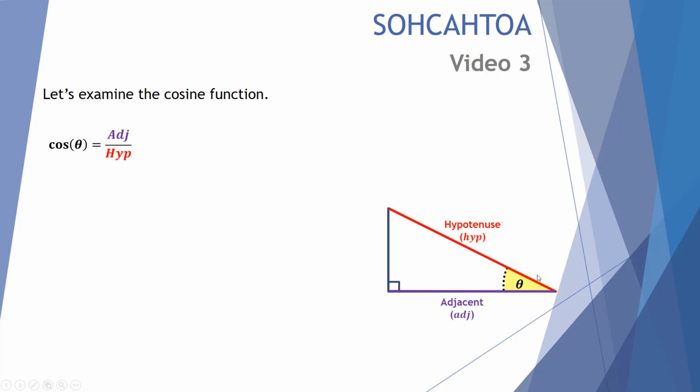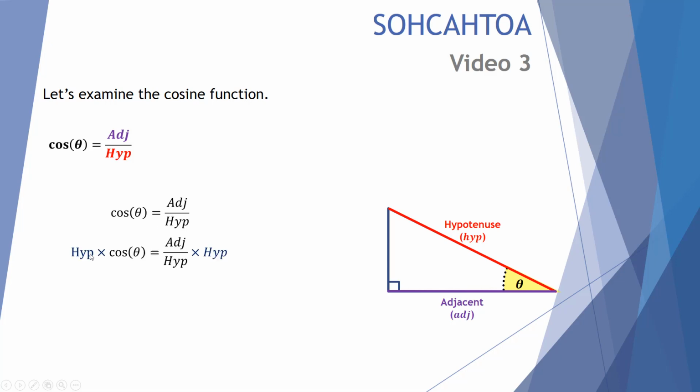Here we have the hypotenuse length highlighted red, the adjacent length highlighted purple, and of course the angle theta with the yellow background. Cosine of theta, the angle, is equal to the adjacent length divided by the hypotenuse length. So here's our starting point.